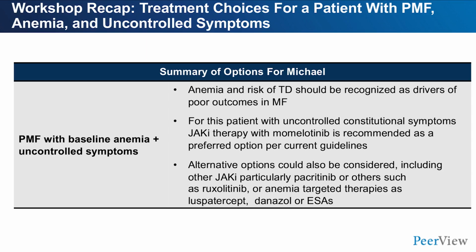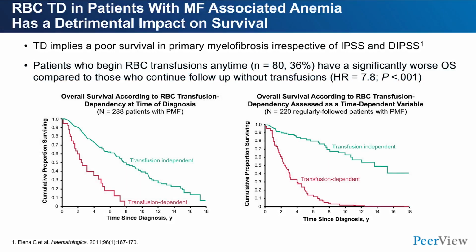And for these patients with uncontrolled constitutional symptoms, JAK inhibitor therapy with momelotinib is recommended as a preferred option in current guidelines. I just quote the NCCN, and we will discuss that in my presentation. An alternative option could also be considered, including JAK inhibitors, particularly pacritinib, or others such as ruxolitinib, or anemia-targeted therapies such as luspatercept, danazol, or ESAs. So I start with my more formal presentation.